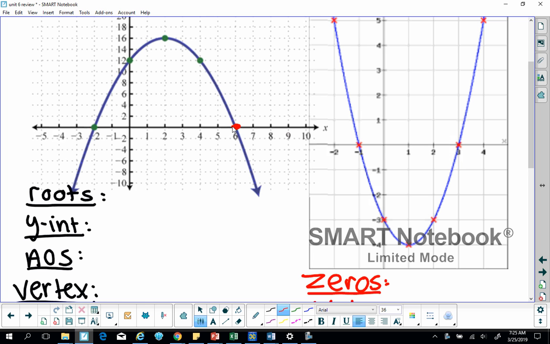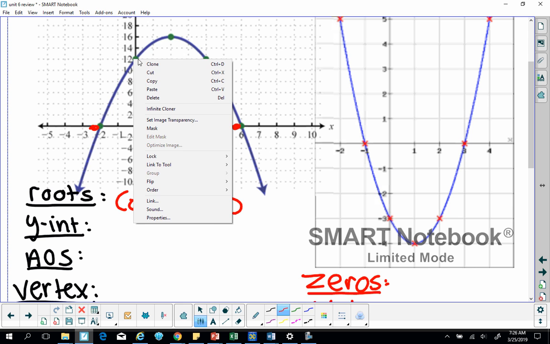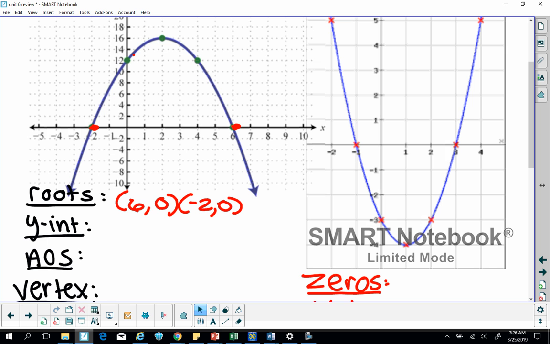Good, 6 and -2. So I would write them 6, 0, -2, 0. So remember XO, XO, zeros are your x-intercepts. So where would our y-intercepts be? 0. Good, right here. It's where it crosses the y-axis, which is 0, 12. So right here is your y-intercept.